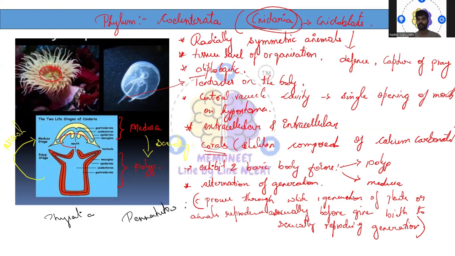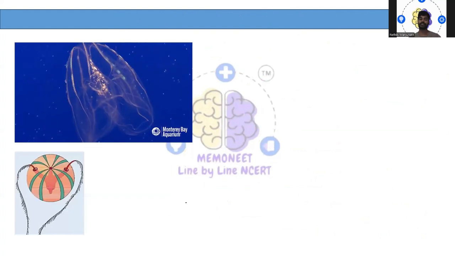Make sure that you are very specific with the examples. Based on examples, MCQs might ask match the following, or true or false statements can be asked based on the examples also. So examples are very important, the common as well as their scientific names. Both are important. So next, what is our next phylum?